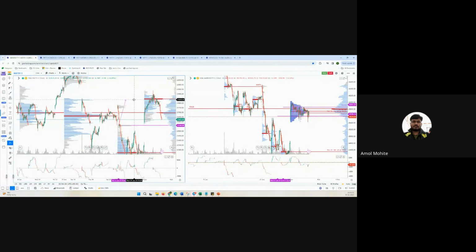So, sir, suppose there is a range breakout, and today's market opens within yesterday's value area range, and suppose it breaks the value area high. Should we wait for a pullback, or can we take a direct entry within the breakout candle, because sometimes it gets filled, right?